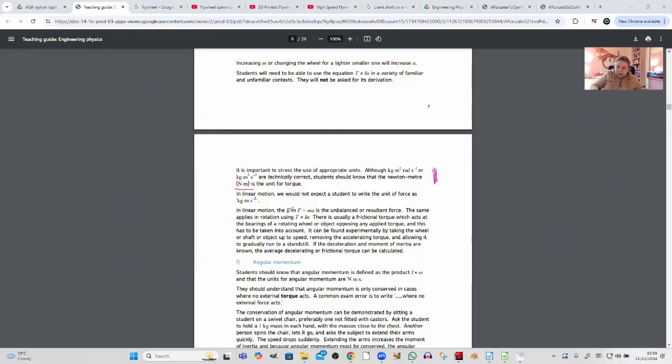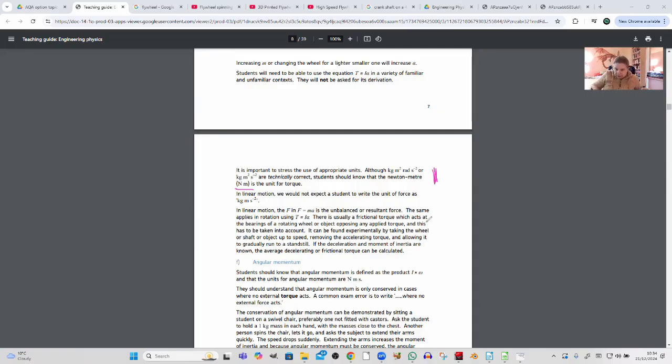Okay, so in linear motion, the F in F equals ma is the unbalanced or resultant force. The same applies using the torque. So it's the unbalanced torque. It's the resultant torque. So if you've got two moments acting in opposite directions, then it's one minus the other. That gives you the resultant torque that then causes the acceleration. So all of the stuff about resultant forces that you remember with your linear motion, you have to apply here to torques for your angular motion.